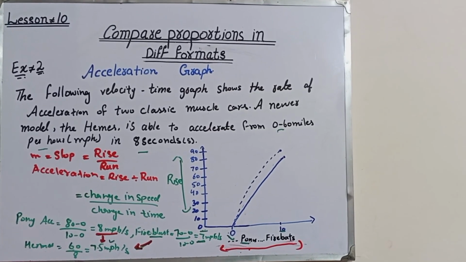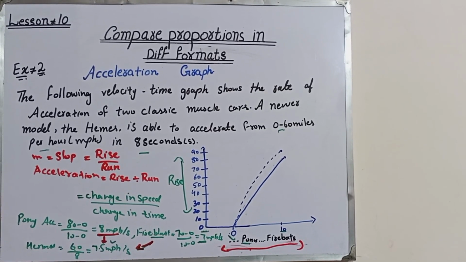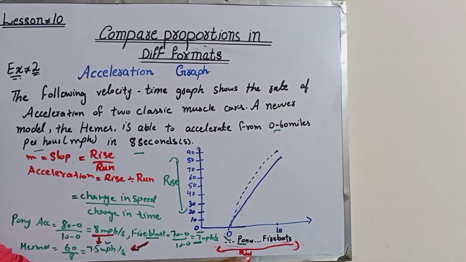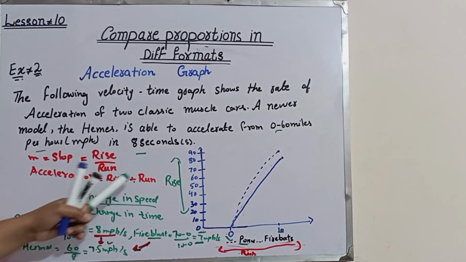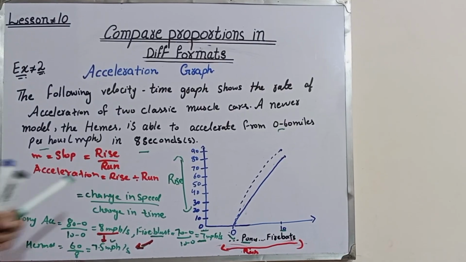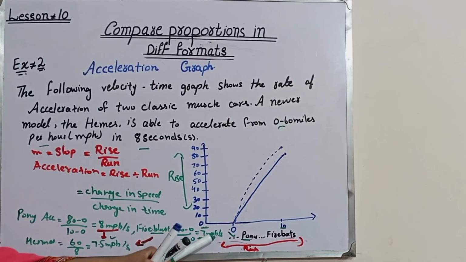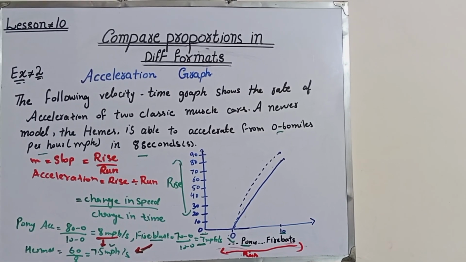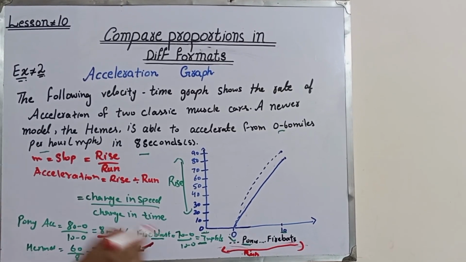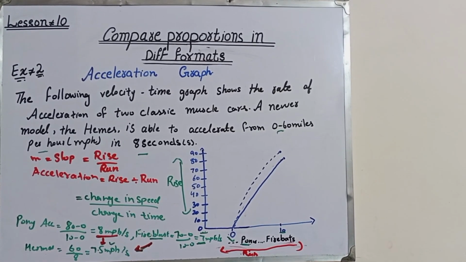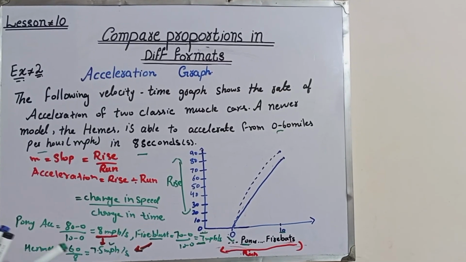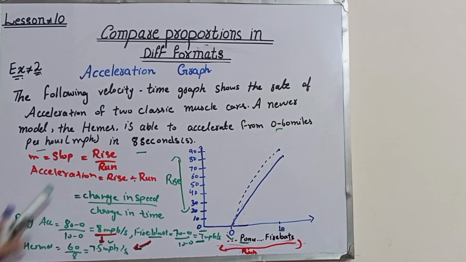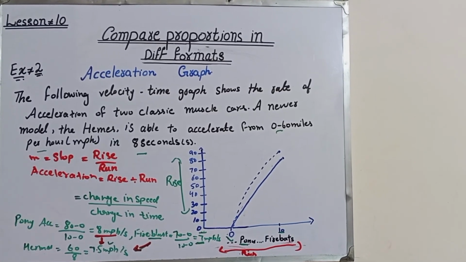Run means how much something moves across, left to right. It's a horizontal change. It's a run. It's on the x-axis, and the rise is on the y-axis because it's up and down. The x-axis means the run, the horizontal change, left to right. So the run is 0 to 10 seconds in the Pony and Fireblast, but in the Hummus, as I explained, it is 8 seconds.